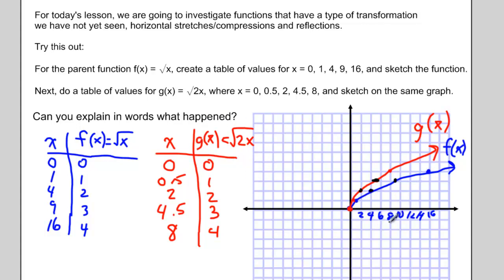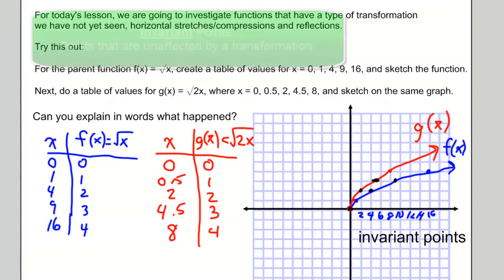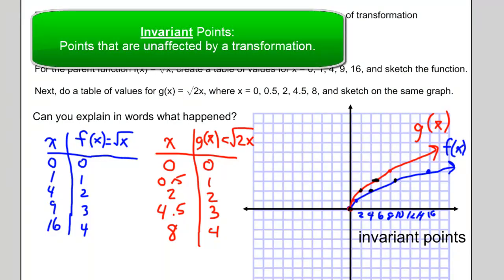Well, what happened was my original function was horizontally compressed into half the size that it was before. Everything got squished half over. So if I did have a point even at 1, well, 1 turned into half. The only point that didn't move was the point 0, mainly because half of 0 is still 0. We have a special name for points that don't get moved on a transformation, and we call those points invariant points. So invariant points are points that do not move after a transformation.